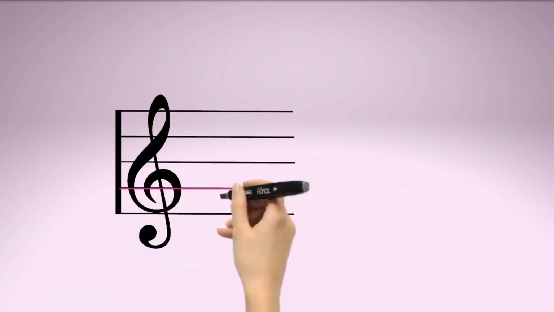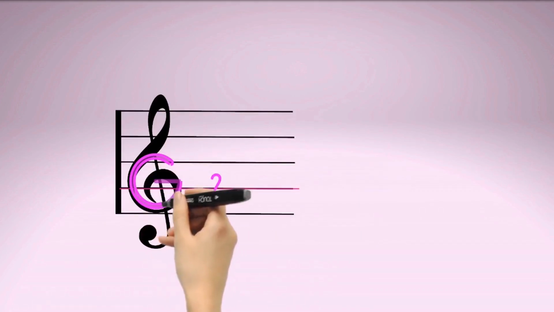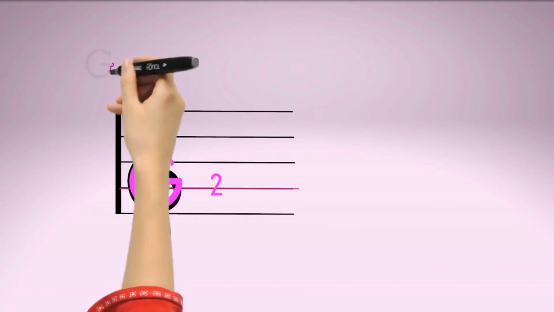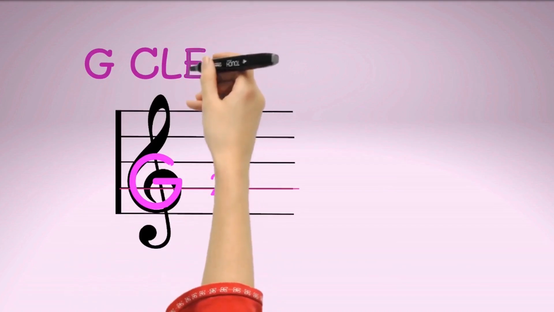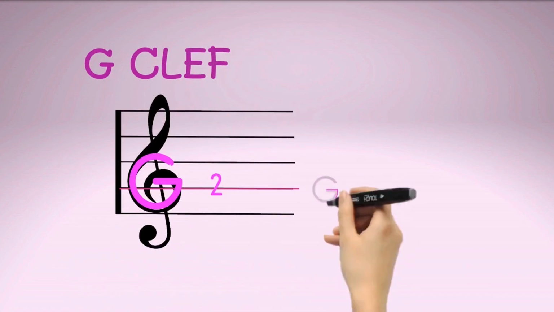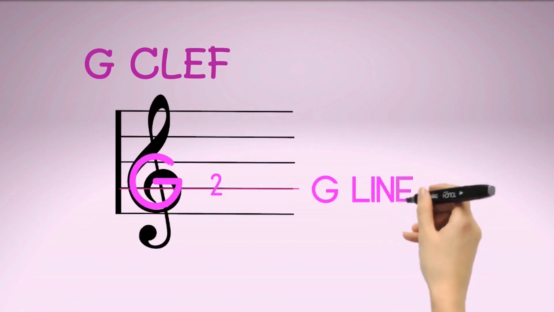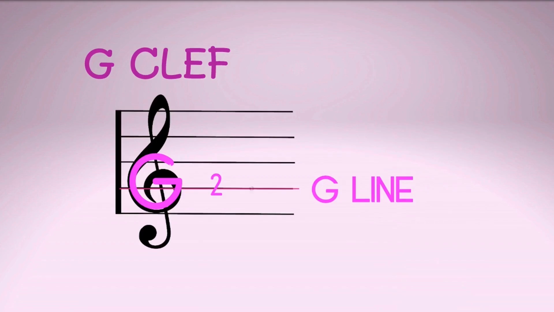The treble clef wraps around line 2, forming a G. So it's also known as G clef. And line 2 is also known as G line. The note sitting on line 2 is G. This is only when we read notes in G clef.